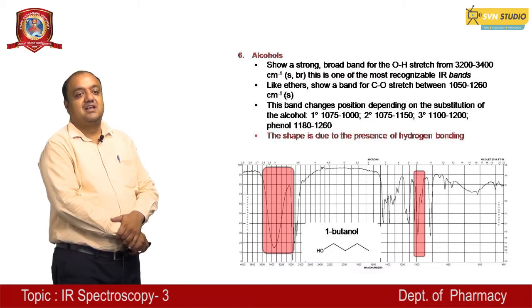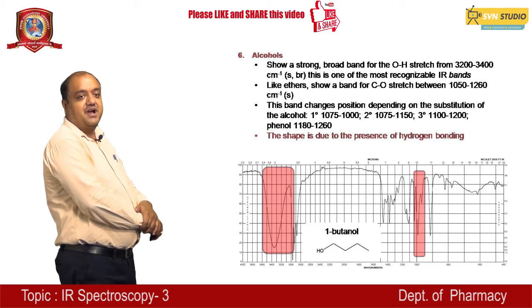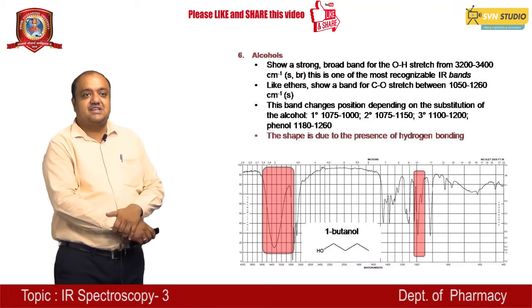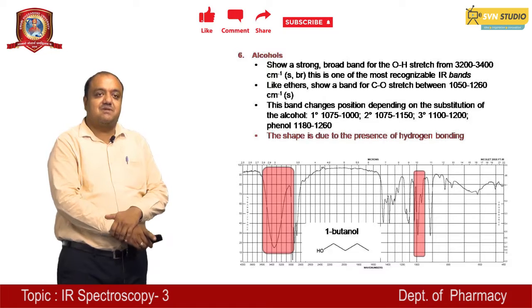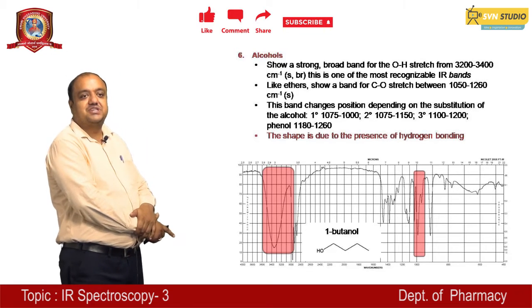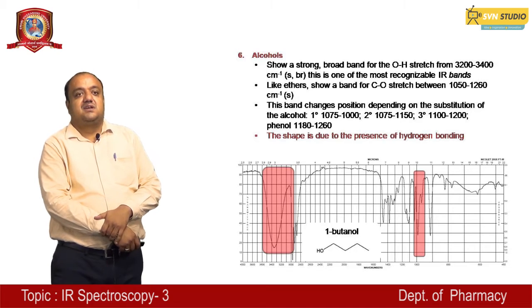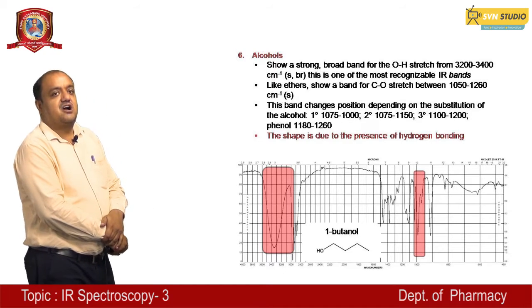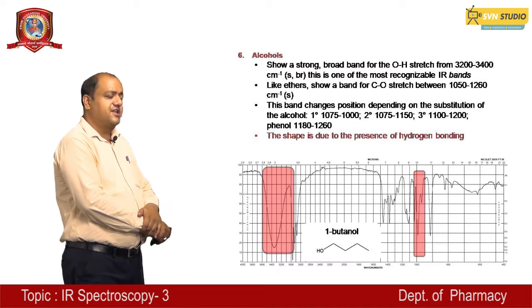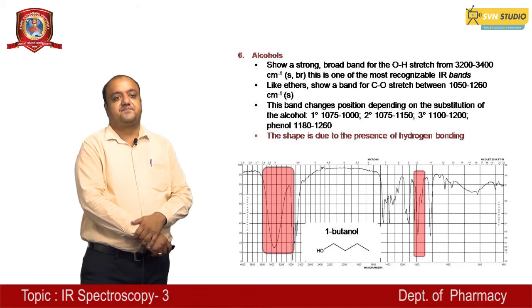For example, the spectra shown is of 1-butanol, which explains the OH stretches and C-O, with the OH stretch shown at 3200 to 3400 centimeter inverse.